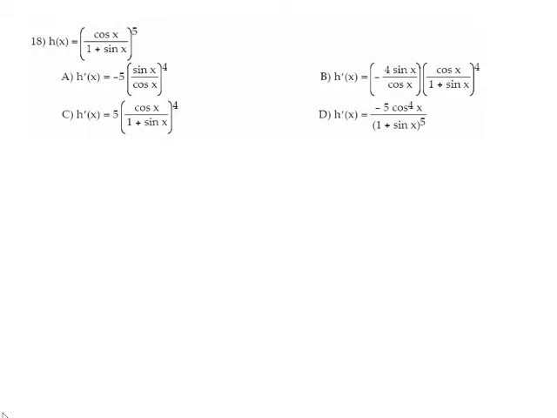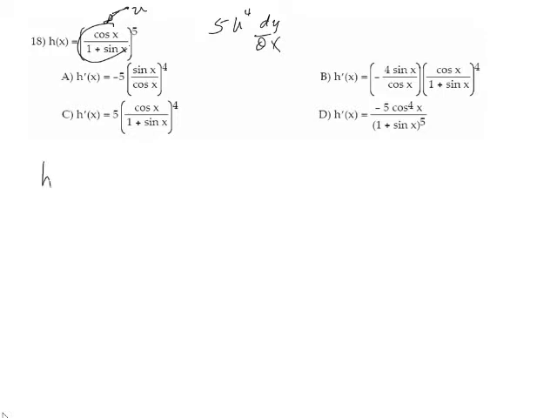Problem 18. We want to take the derivative of this function, and you can see right away we need to use a chain rule. This is like the inner function u, so the derivative would be 5 u to the 4th times du dx. And if we do du dx, we're going to have to use the quotient rule again.